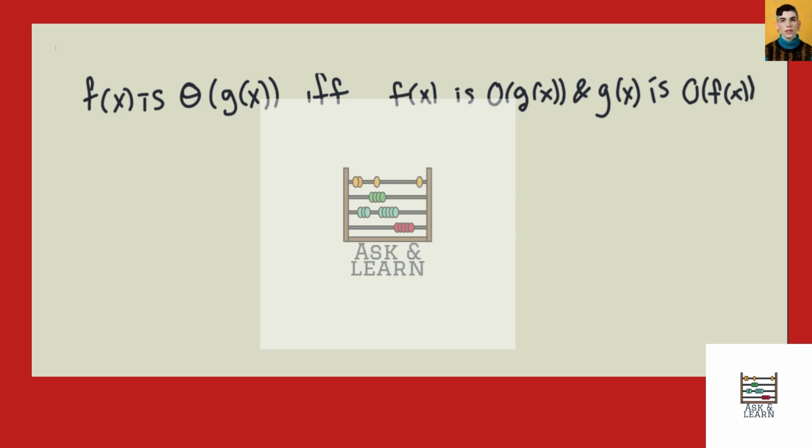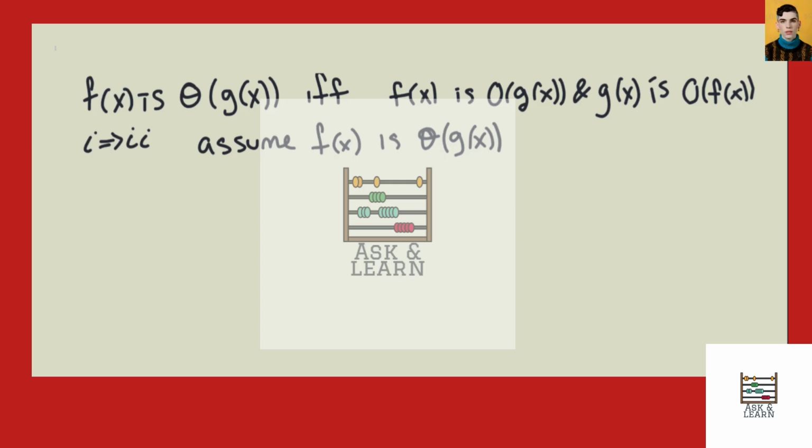All right, so first we show that if f of x is big theta g of x, then f of x is big O of g of x, and g of x is big O of f of x, and then we'll show the other direction, right? So first, we're kind of going from left to right of the statement, and that means that we assume that f of x is big theta g of x.